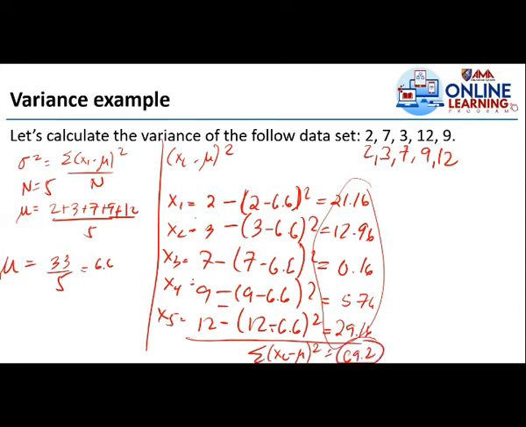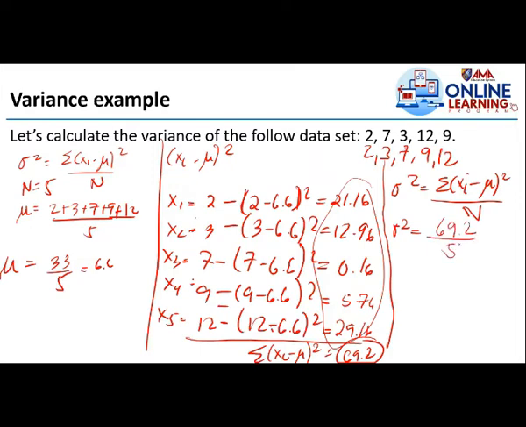Okay? So, balik tayo sa formula, which is the summation of x sub i minus mu squared all over, okay, all over n, big N. So, ang variance natin is, yung summation of x sub i minus mu squared, 69.2, divided by 5. So, that is 13.84. So, this is the final answer.